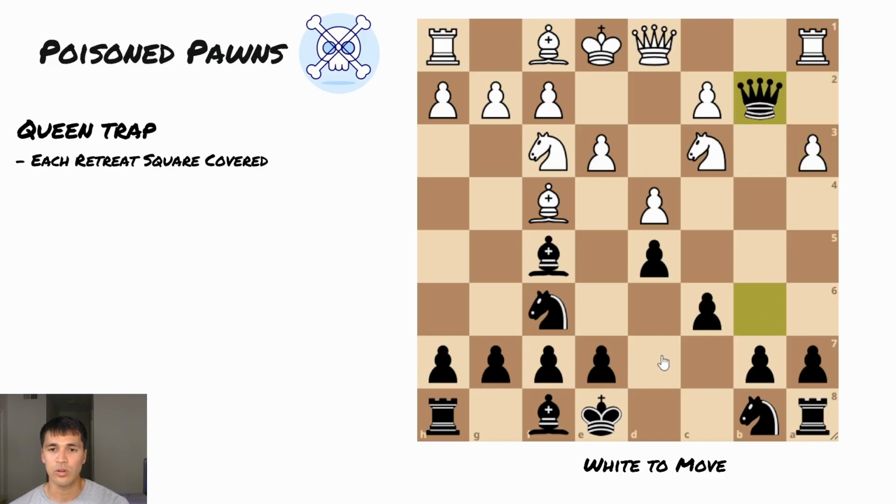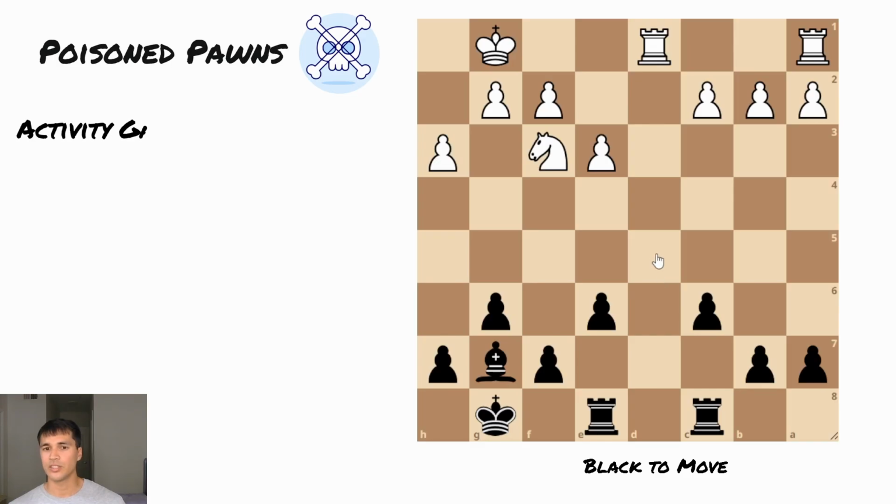Queen takes b2. White thinks they're able to trap the queen, so white plays knight a4, but now the queen can capture here on c2 because it's protected by the bishop. Queen takes, and now queen takes back, and bishop takes. So this is just meant to show you that you need to think through each square the queen could possibly run to if you're trying to trap it.